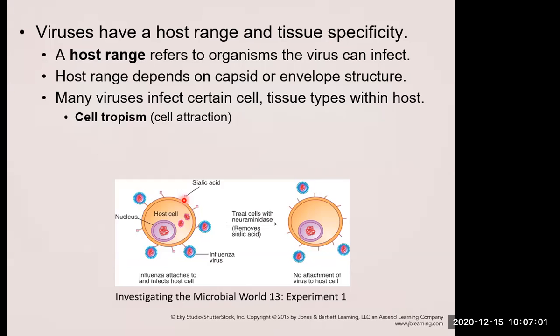Certain viruses like certain cell types better than others. We would call that cell tropism. Or if they like a certain tissue better than others, we would call that tissue tropism. So for example, the book mentions herpes viruses residing in the trigeminal nerve. So that would be a cell tropism of a neuron, as opposed to something like an epithelial cell.